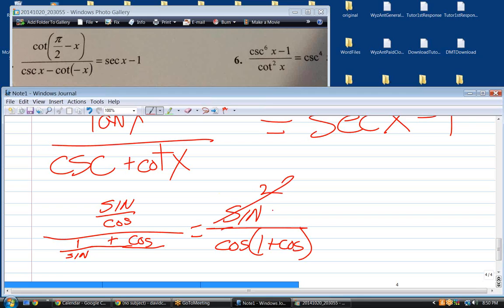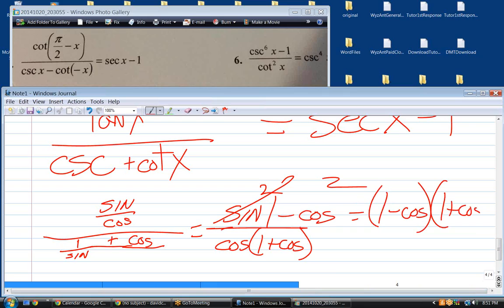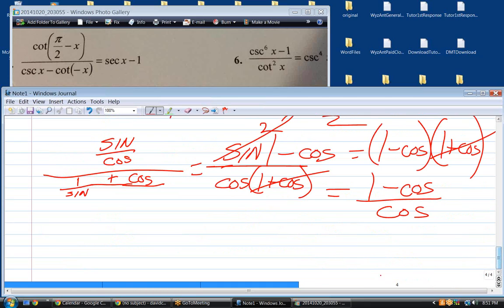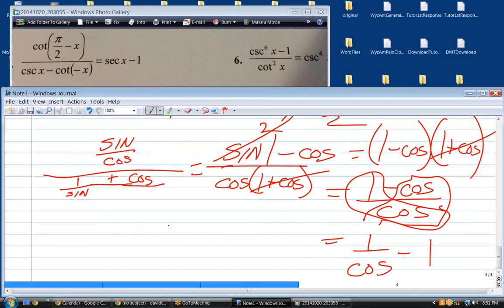Well, sine squared is 1 minus cosine squared, which is 1 minus cosine times 1 plus cosine. Now that 1 plus cosine cancels out with that, and I end up with 1 minus cosine over cosine, which is, splitting it up into two fractions, 1 over cosine minus 1, which is secant minus 1.